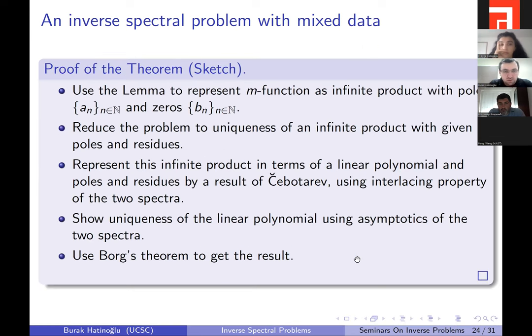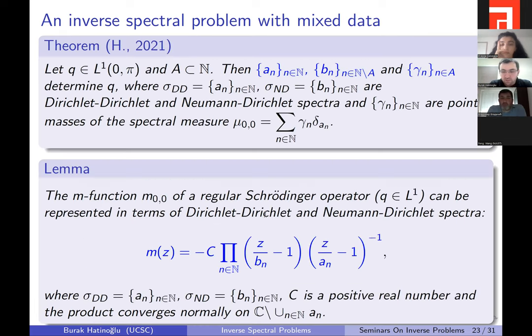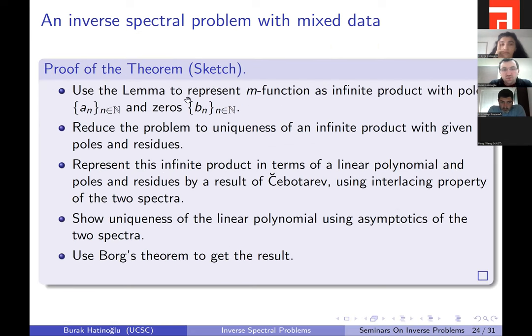And here you can see a sketch. First, let me go over it, and then I will show it in detail. The first step was using this lemma to get the infinite product representation. So use the lemma to represent the M function as an infinite product with the given set of poles and zeros. And the second step is reducing the problem to the uniqueness of an infinite product with given poles and residues. And here, maybe let me show it this way.